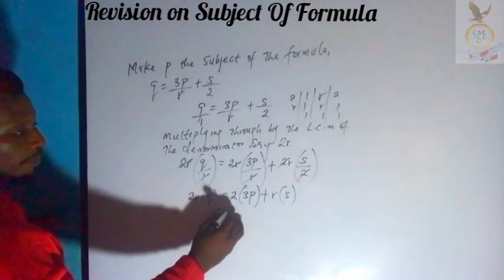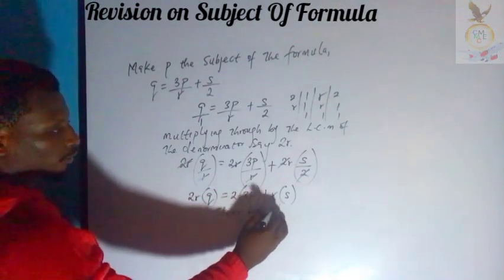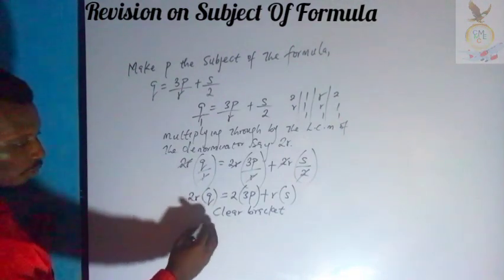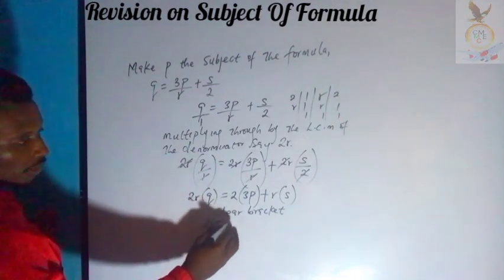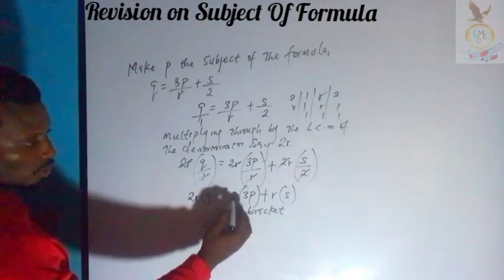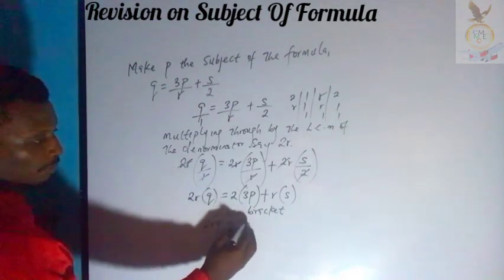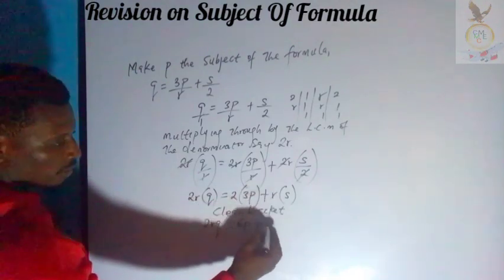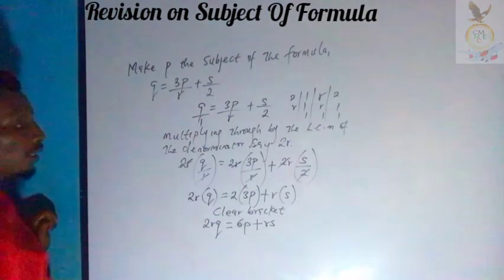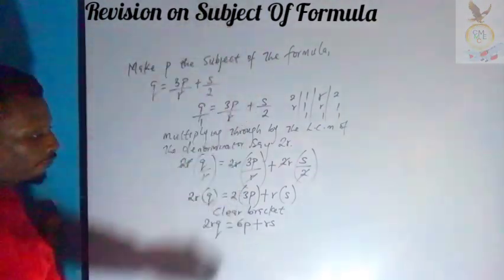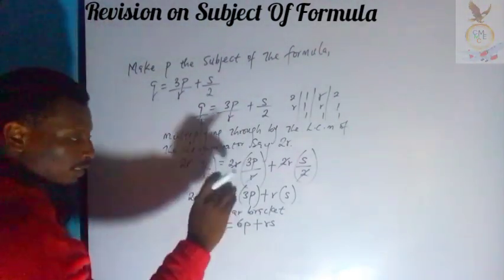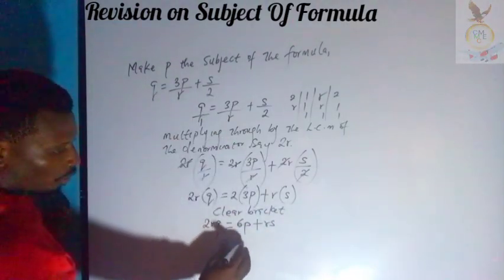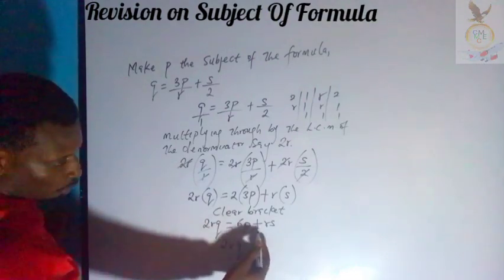So at this point, we are going to clear brackets with the nearest number to the bracket. That is plus times plus is plus, 2r times q, 2rq, is equal to 2 times 3p, which gives us 6p, plus r times s, which gives us rs. Now the question asks us to make p the subject of the formula. So if you are having p, stay here, but if you are not having p, come over to this side. That is 2rq, without p, that is plus rs.